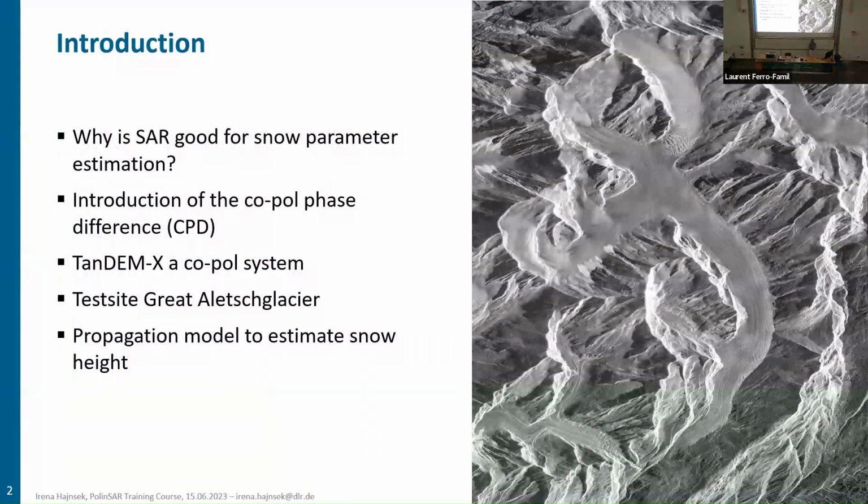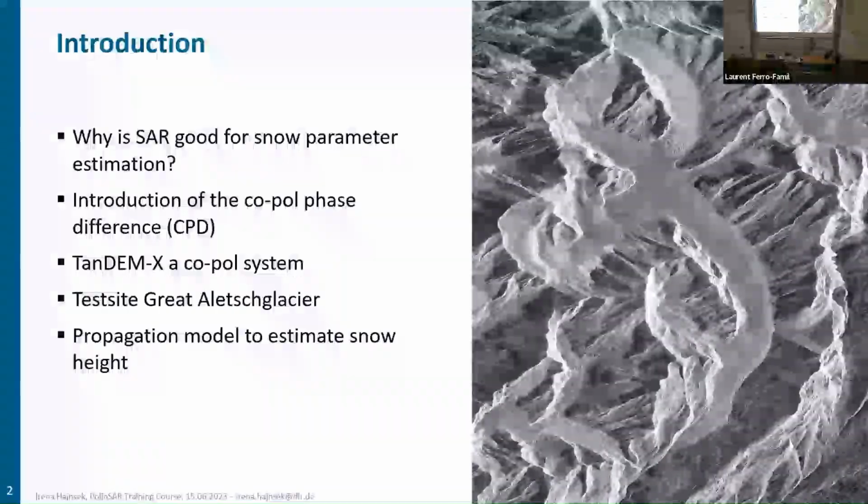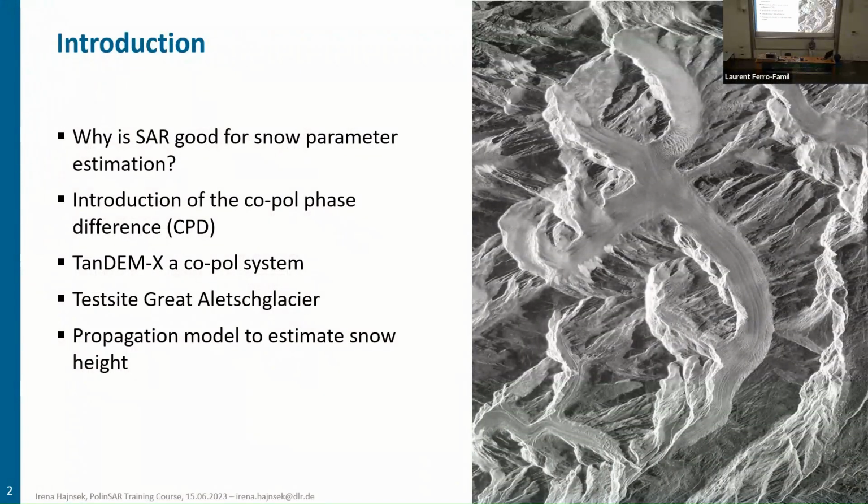My talk today will cover why SAR is good for snow parameter estimation, and then introduce the parameter that we will also use later in the practical, which is the co-pol phase difference, the CPD. I will introduce the data that we will also use: the TanDEM-X data from the German aerospace satellite, which is mainly a co-pol system. It also has the capability to do fully polarimetric data acquisition, but only experimentally, in certain phases. Up to now, we had only 2 phases where we really used it, which means a very limited time. So from this point of view, it is really more a co-pol system.